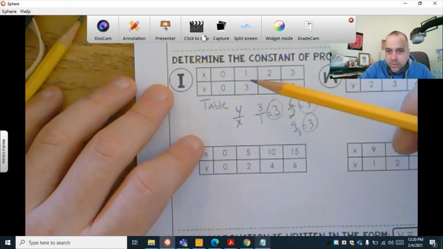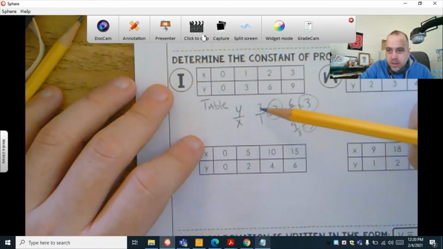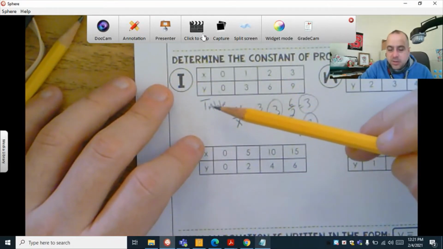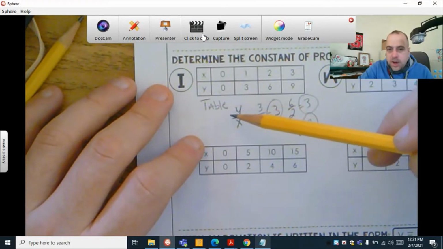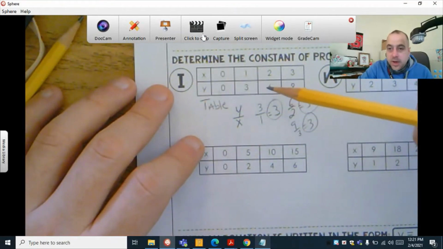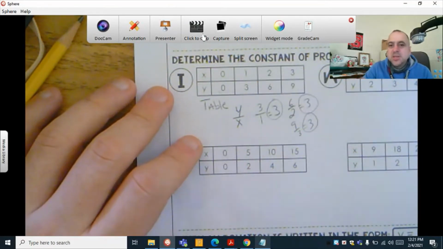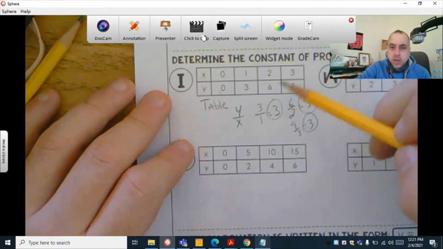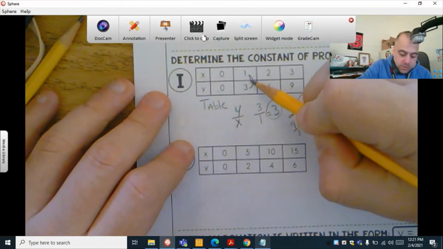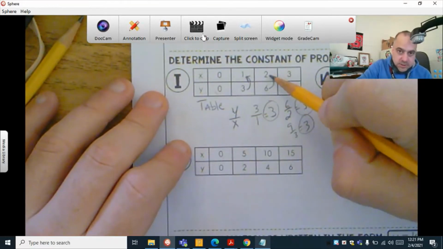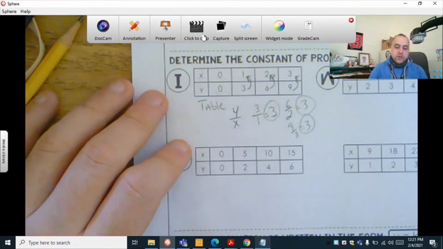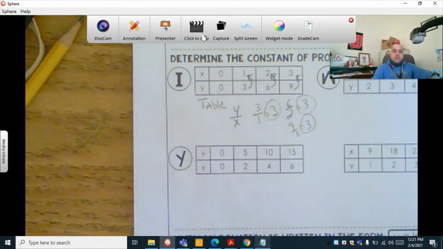Now, why did we do 3 over 1 here, but over here the 1's on top? Well, how do we find the constant rate in a table? We take the y's, the bottom ones actually, and divide them by the x's. That's what we did in each one of these. So when you see one like this, I want you to train your brain to almost think backwards: 3 divided by 1, 6 divided by 2, and 9 divided by 3. They all equal 3. You always put the y value on top, all right?